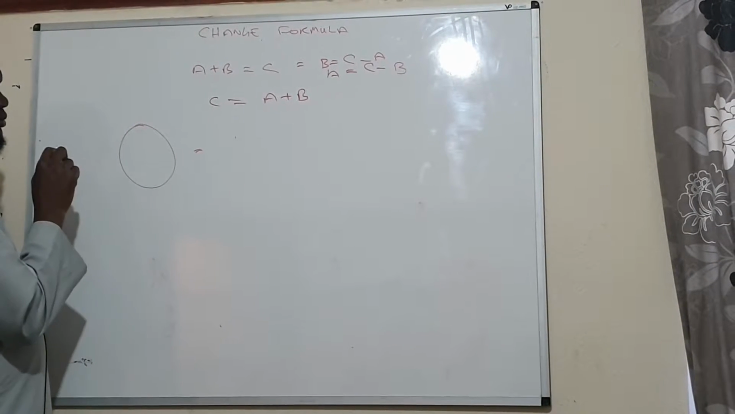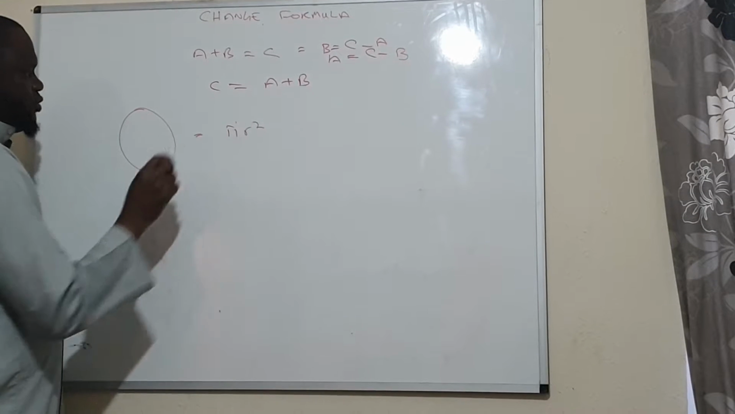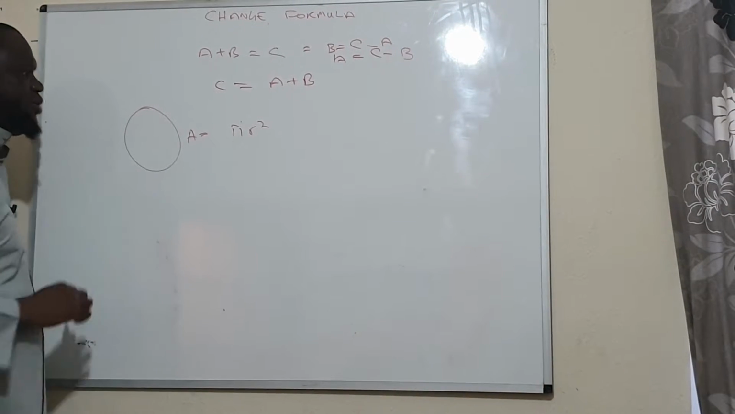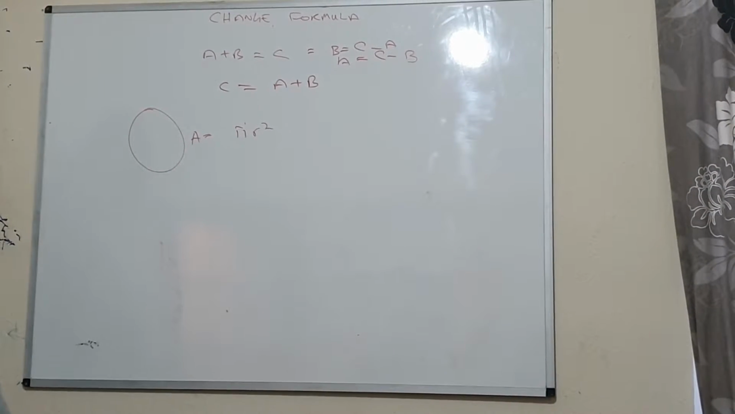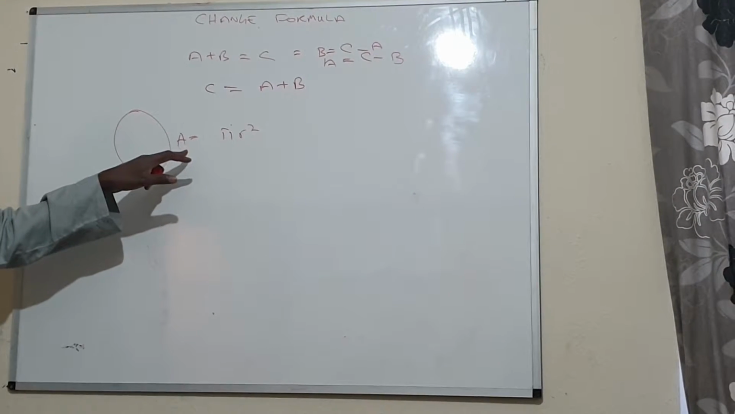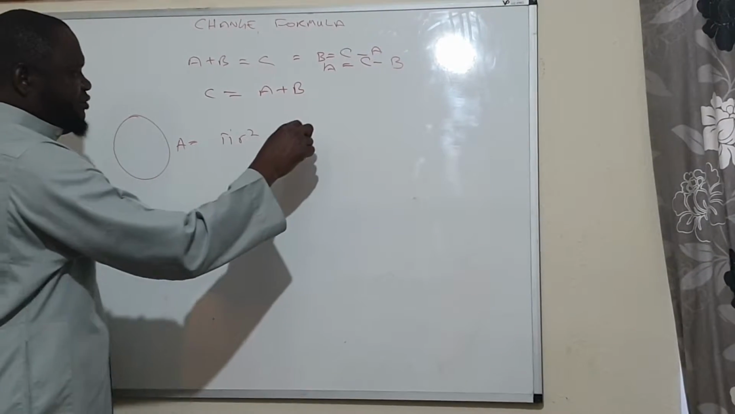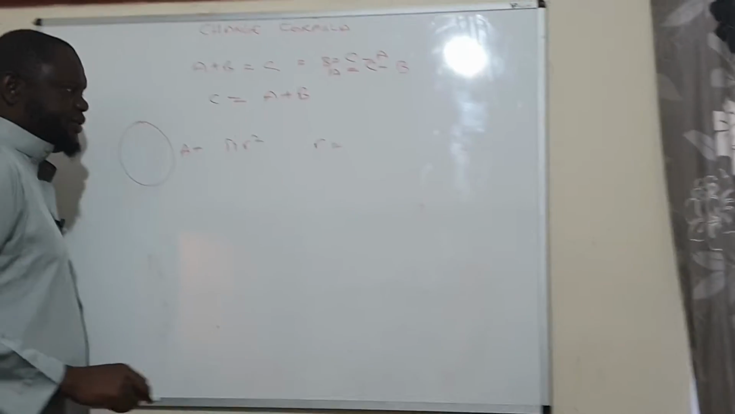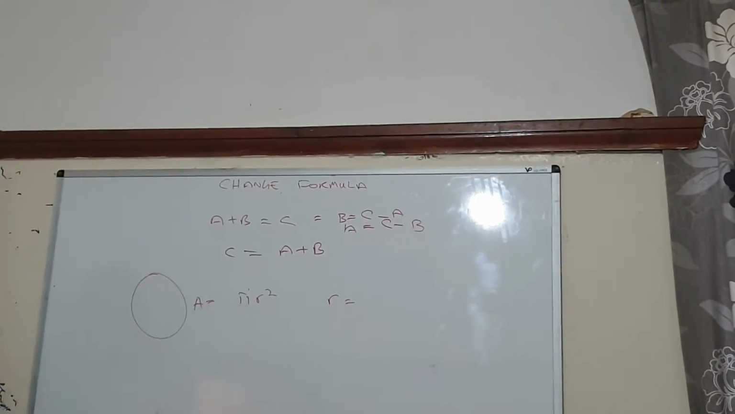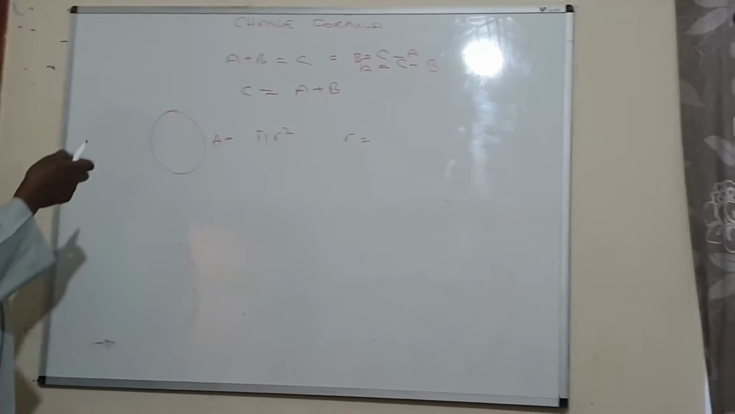Now let's look at a circle. What's the area of a circle? Pi r squared. That means area is equal to pi r squared. So if we are asked to make r the subject of the equation, we want to have r is equal to something. That means r is now the subject of the equation, or subject of the formula.